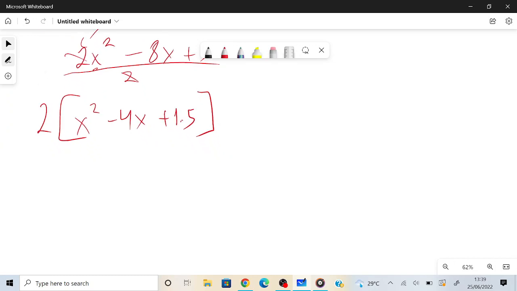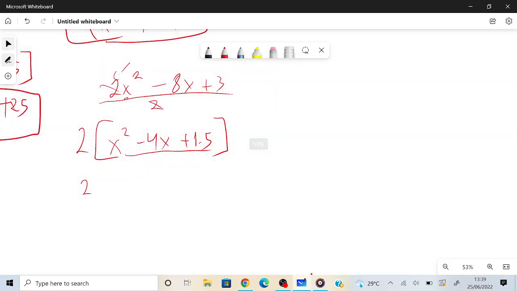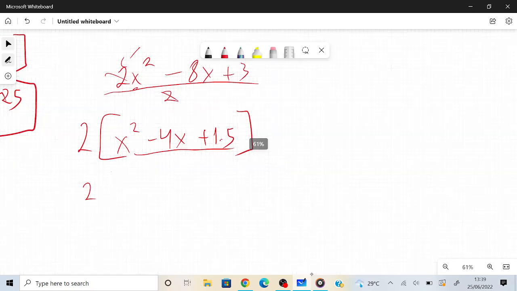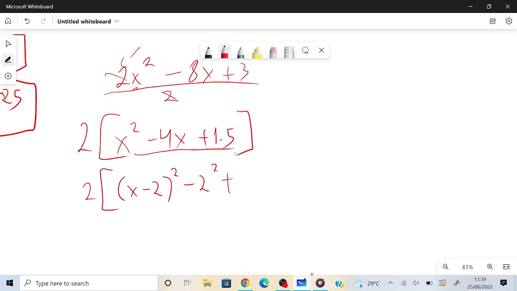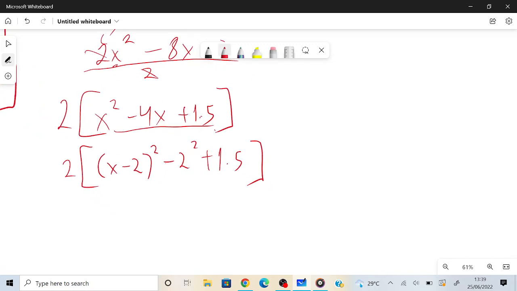Now, let's complete the square inside as it is first. So we know this would now become 2 into x minus 2 squared minus 2 squared plus 1.5. Again, minus 4 divided by 2 is minus 2. Take that same minus 2 outside and you square it.